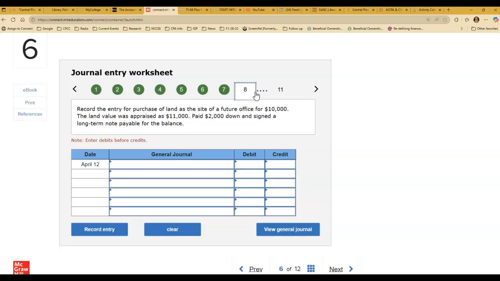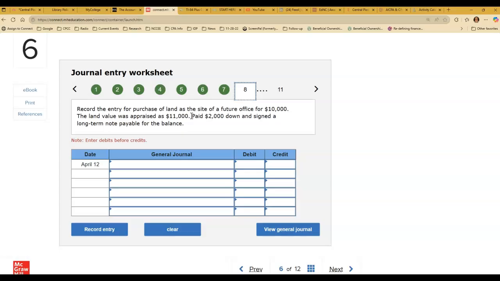Bingo. You can completely ignore this whole entire sentence where it says that it was an appraised value of $11,000. How much did we pay for it? 10. The only thing that this sentence right here tells us is we got a pretty good deal. Maybe we are a really good negotiator. We got an $11,000 piece of land. We only had to pay $10,000 for it. In the accounting department, we care about how much we paid for it. Historical cost.